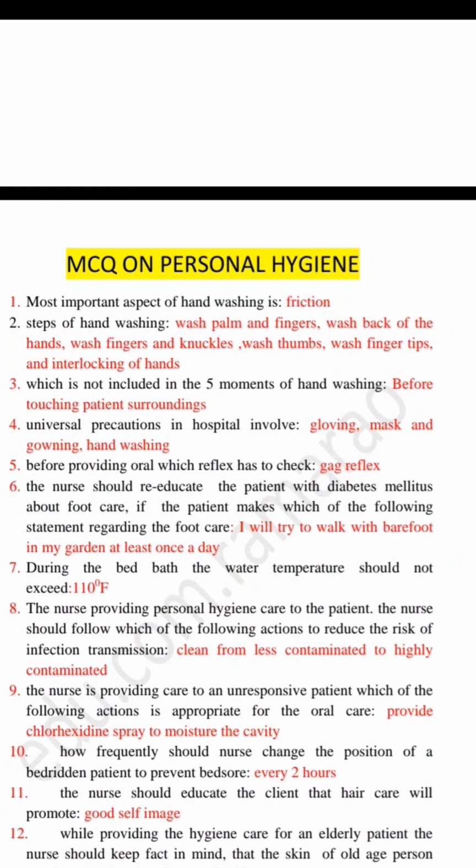The next one: universal precautions in hospital involve gloving technique, mask, gowning, hand washing. So these are the universal precautions in hospital, and the purpose of following these universal precautions is to control cross infection. Then next, before providing oral care for unconscious patients, which reflex do we need to check? The answer is gag reflex.